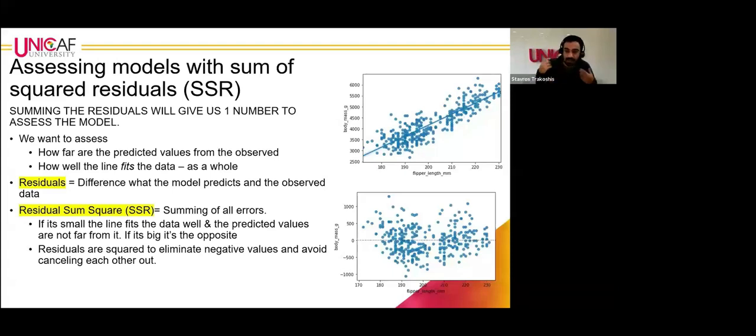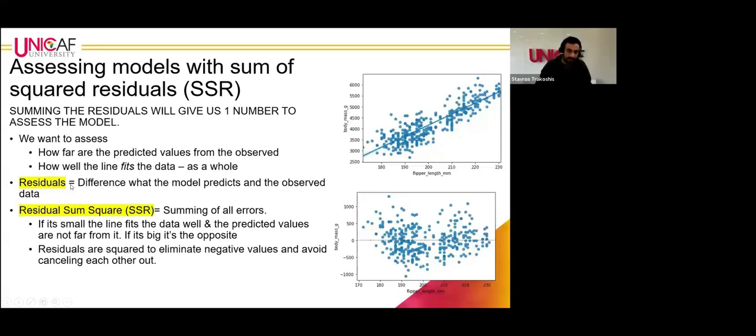Okay, so I still want to know some information about the errors. I still want to know how far or how close the model is from the actual observation. And summing the square residuals will give us one number to assess the model. We want to assess how far the predicted values are from the observed, how well the line fits the data.